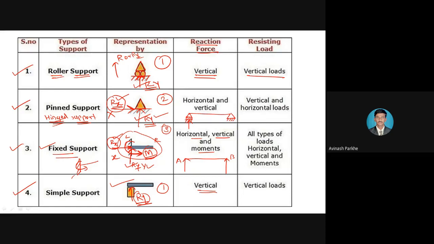At the right side, this hinged support is also replaced by reactions. So it has Ry and it also has Rx. But the effect of Rx will not be considered in the calculation. Only the effect of Ry at the right side and the effect of Ry at the left side will be considered during the calculation.